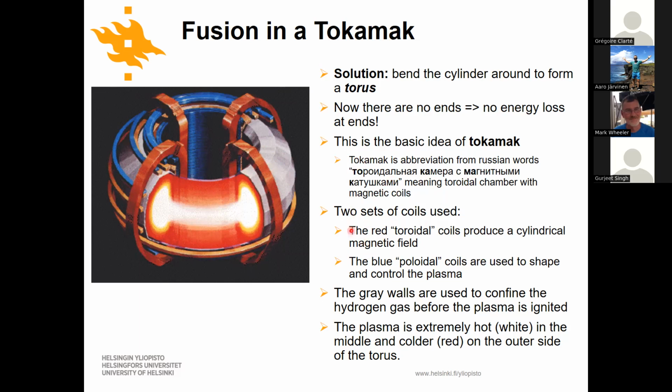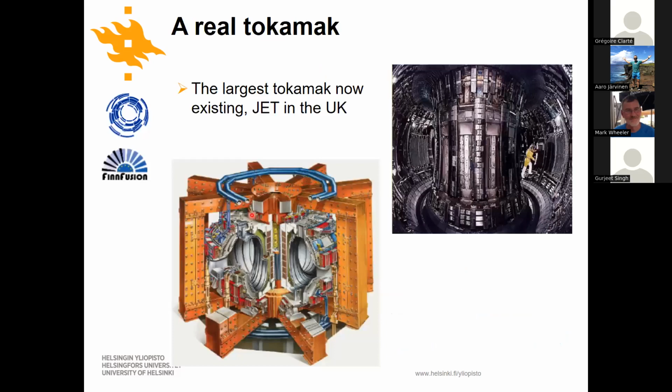They came up with this concept, and in the 1960s it was published internationally, and then it has been developed in most major countries on Earth. When it's running, you have a very hot plasma in the middle and then a colder one on the outer side of the torus. And there are many tokamaks around. The largest one, which is now running, is JET in the UK. And here you see the scale. This is a human, so it's about a 5 meter high thing.